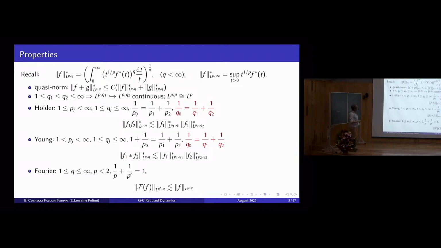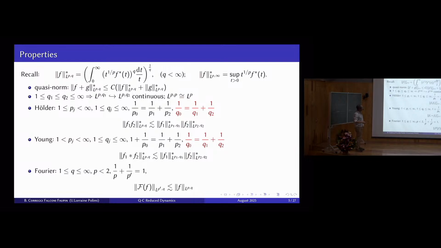You have some embedding properties. For any P and Q1 smaller than Q2, you have this injection. And as I already said, you can identify L^{P,P} with L^P. You have several nice properties that you already have in L^P spaces. You have a Hölder inequality, which looks really similar to the usual inequality. What changes is that, with P naught and Q naught, you have 1 over P naught equal to 1 over P1 plus 1 over P2, and the same relation for the exponents Q: 1 over Q naught is the sum of 1 over the Qs.